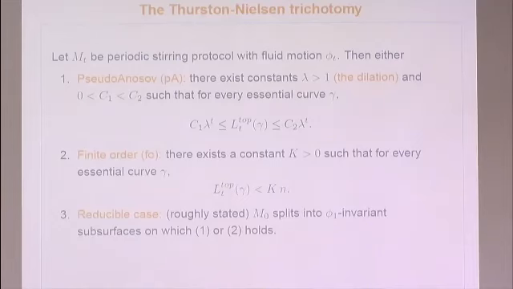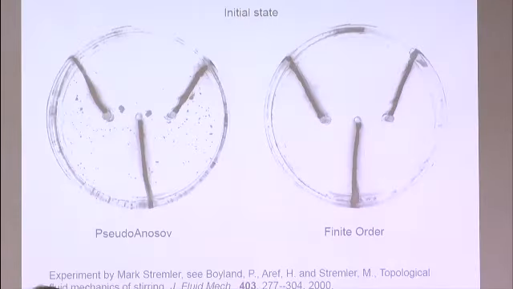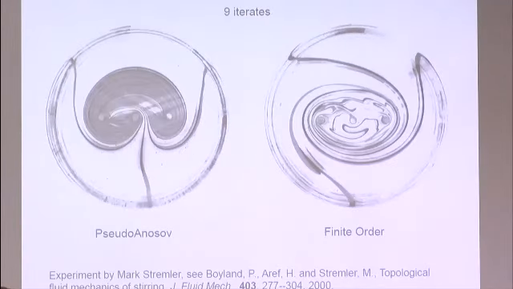The second class is called finite order, and these only imply linear growth, all right? So that was the second protocol here. Whoops, how'd that happen? Oh, sorry. I got ahead of myself there, but this is good to show here before. So on the left, you see exponential growth in lengths, and on the right, this is finite order. The left is pseudo-Anosov.